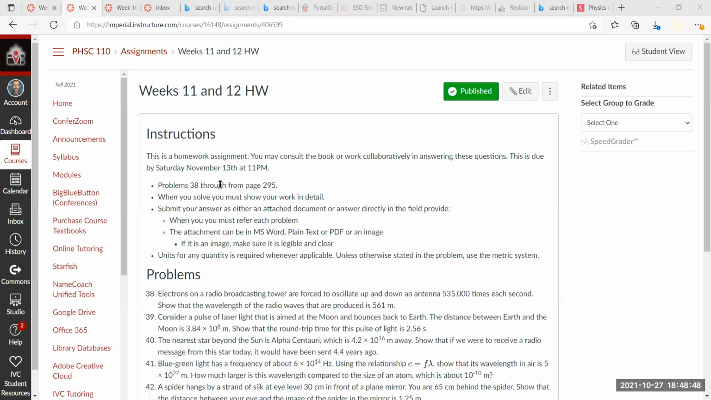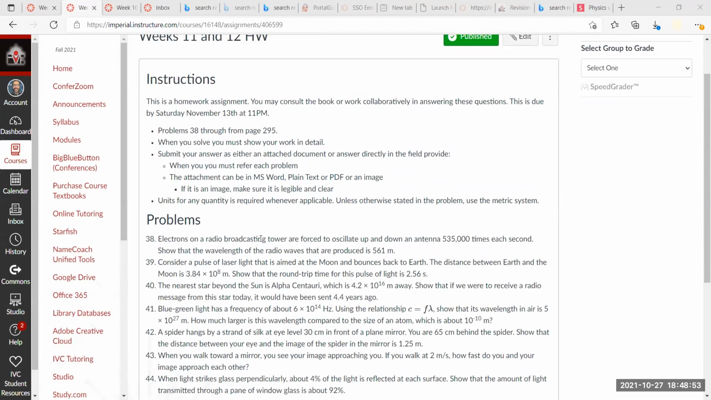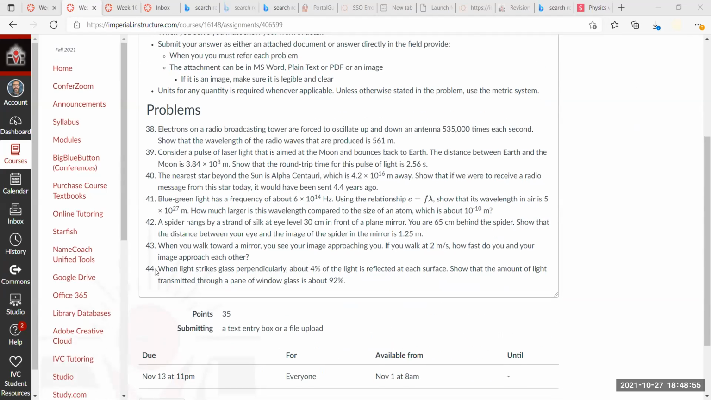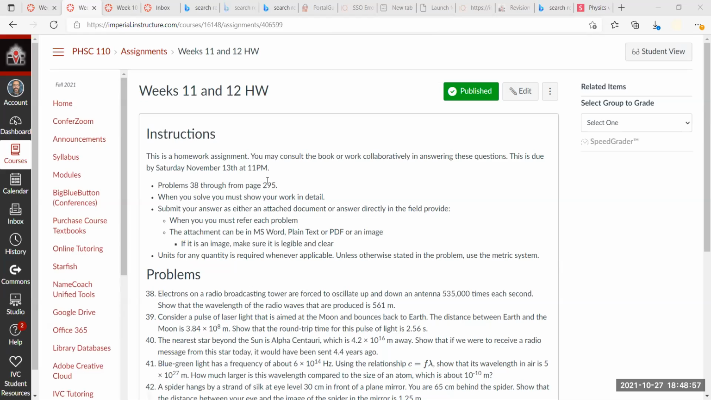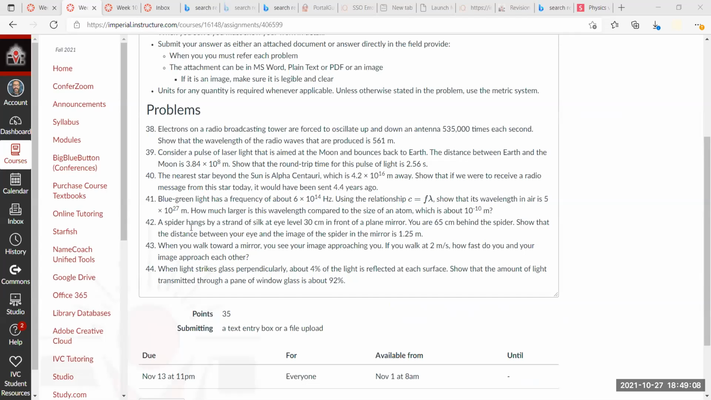I know the problems are not posted yet, but they're going to be available early next week for you for week 12. And if you want to jump ahead, the statement is not complete, but you can tell from the problems, 38 to 44 on page 295. So from the book, it's page 295, problems 38 to 44, okay? These are the problems we will be doing.